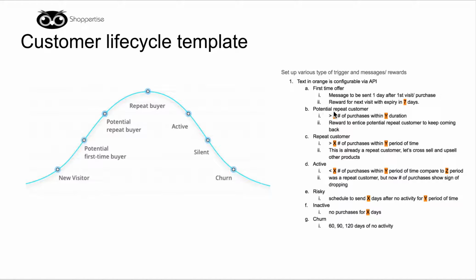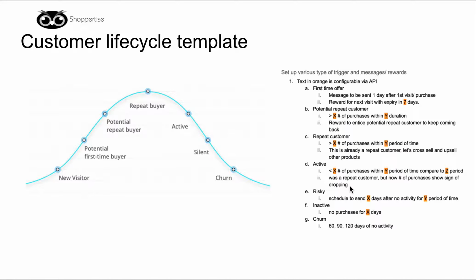So the second scenario could be a potential repeat customer, meaning they've made a purchase. So I can configure the system to say if they've made more than X number of purchase within a Y duration, the system will then trigger these rules. So all these are rules that we can configure in. From here, what are the actions that we can do? We can reward to entice potential repeat customer to keep coming back, right? So assuming they've made a purchase of $50, what we can do is to incentivize them to buy something at a higher value, maybe something at $80 or $100. That's one of the examples. Now then, maybe they are repeat customer where we can cross sell. So these are the things.